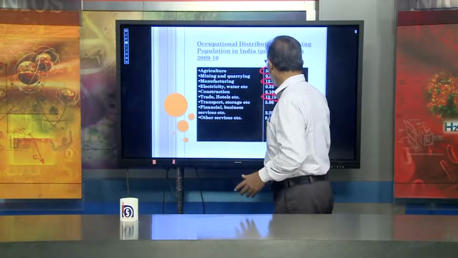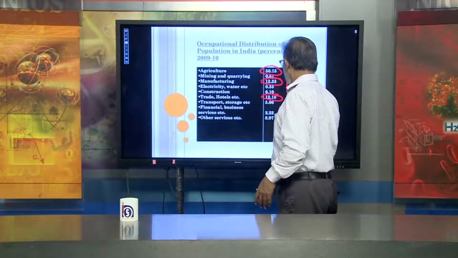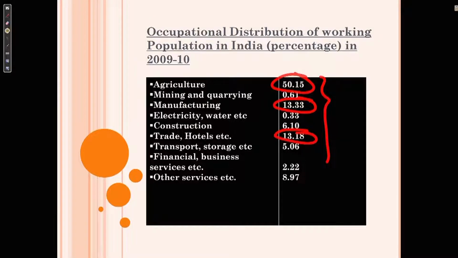अगर इसका सम करोगे तो कितना आएगा सम? 15, 13, 13, near about 76%, 76.67 near about. You see, जो अदर एक्टिविटीज है उसमें वेरी लेस परसेंटेज ऑफ वर्किंग पॉपुलेशन.